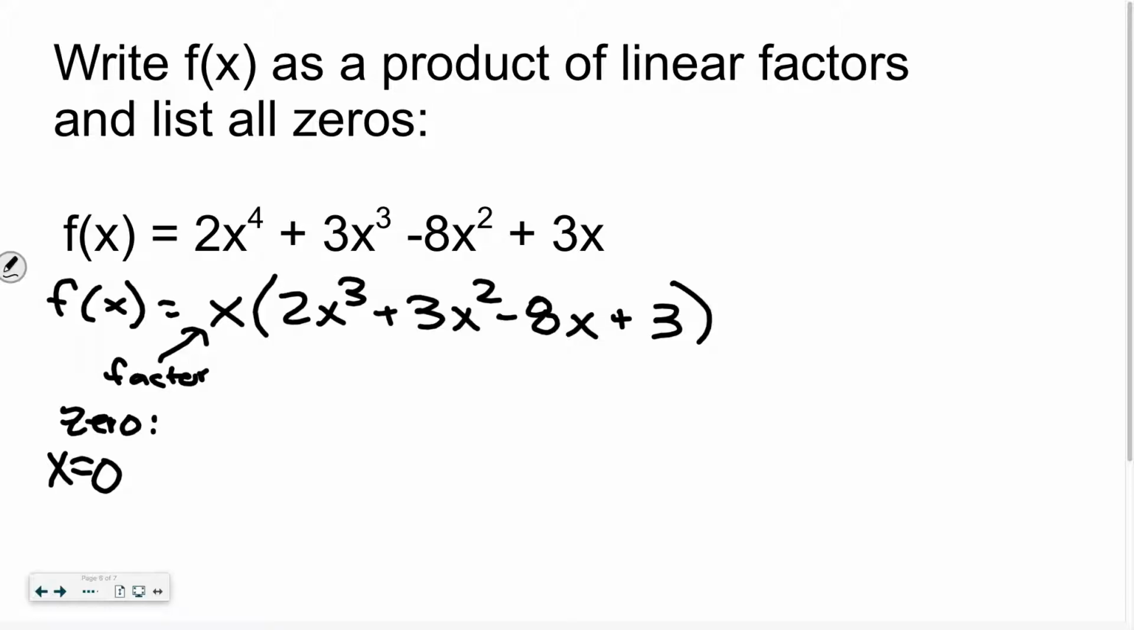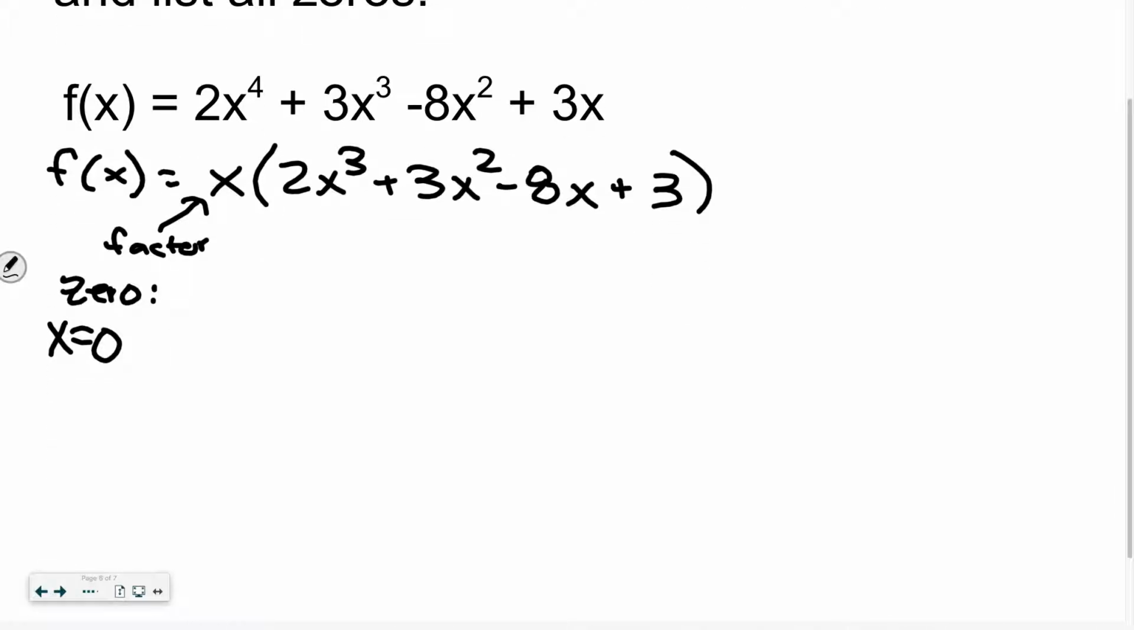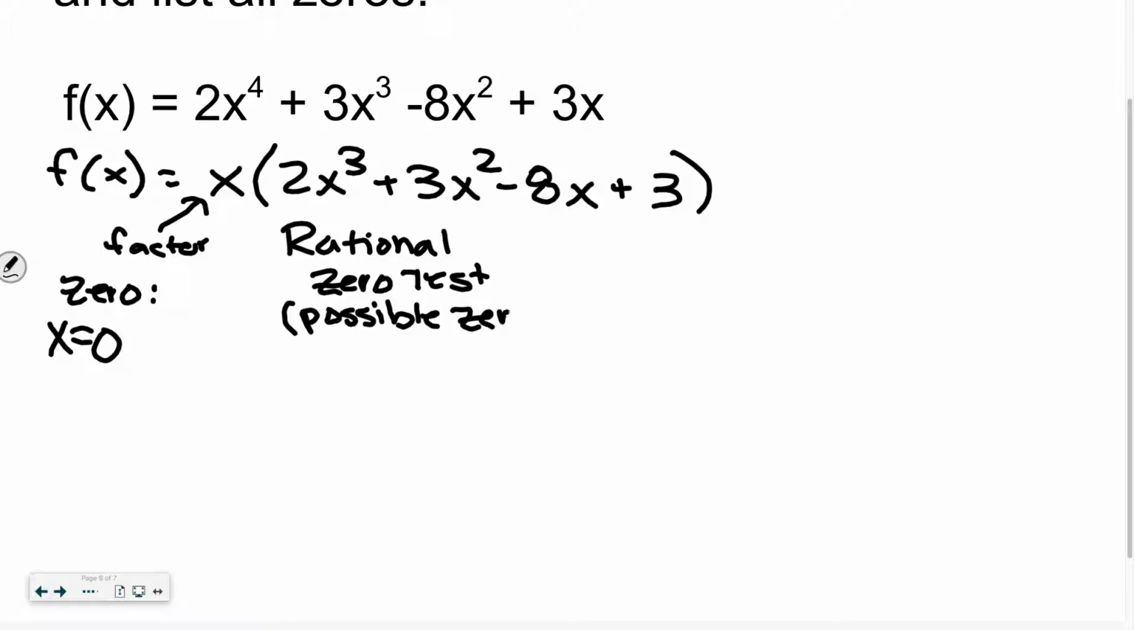I'm going to use rational zero test. Okay, let's do our rational zero test. So this is going to be my possible zeros that I could check. Okay, go to your constant term 3. What are factors of 3? 1 and 3. Those are going to be your p's. Go to your leading coefficient, 2. What are factors of 2? 1 and 2. Those are my q's.